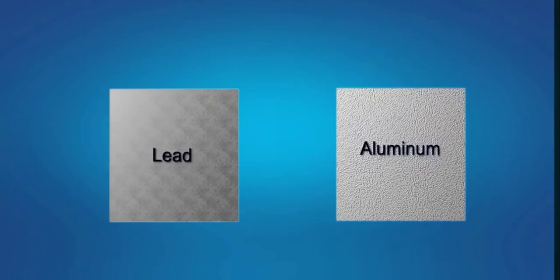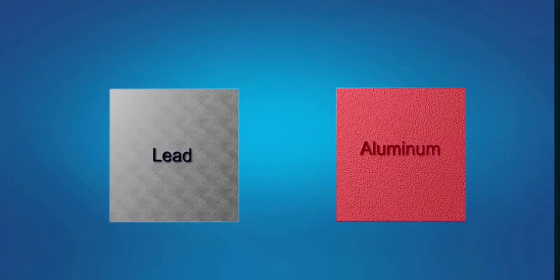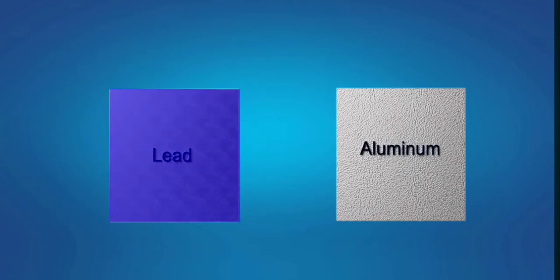For example, consider two materials of 1 kilogram mass, lead and aluminum. Aluminum is a material with high heat capacity. This means it can store more heat. Lead is a material with low heat capacity. This means it cannot store as much heat.